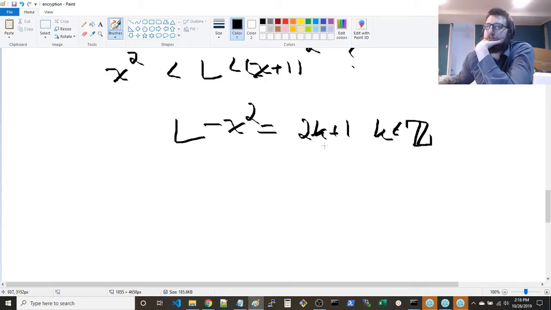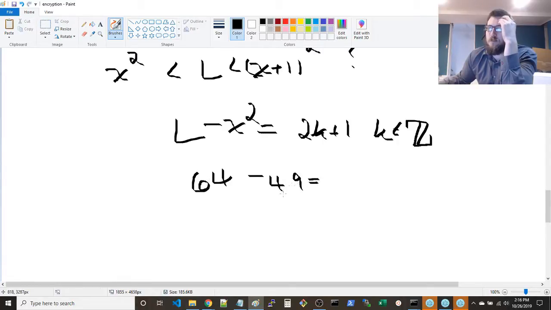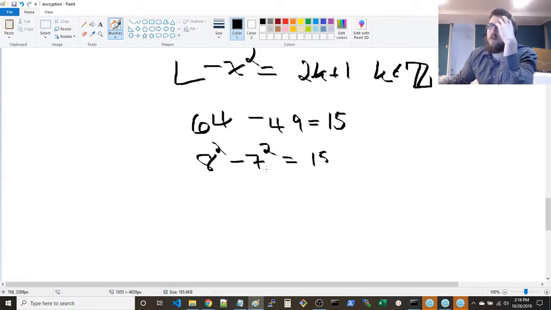No, see, that doesn't work either, because it's got to be the right odd number as well. It can't just be an odd number. It's got to be the odd number. In other words, if you did like 64 and 7, well, no, actually, yeah. Well, 64 minus 49 is 15. 8 squared minus 7 squared should give you 15, which is exactly 2 times 7 plus 1.